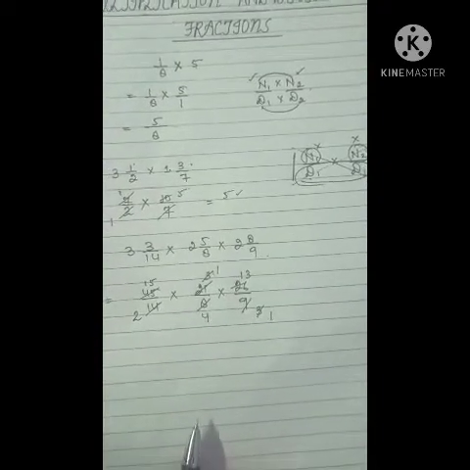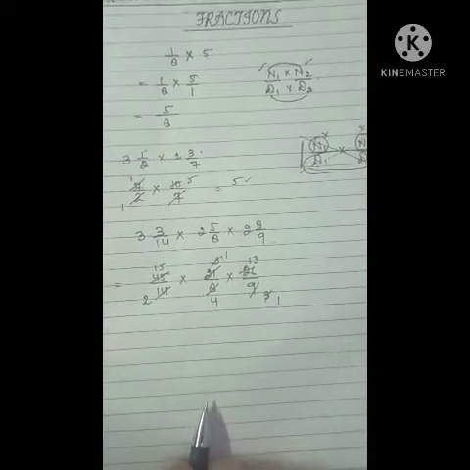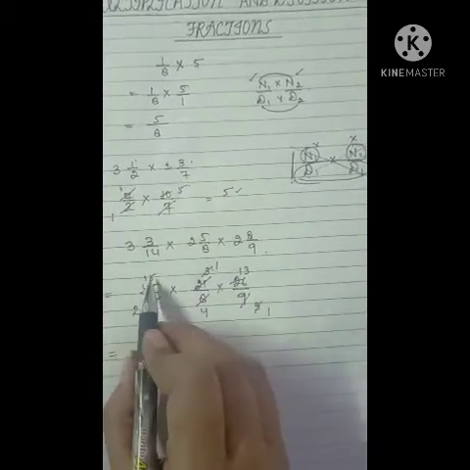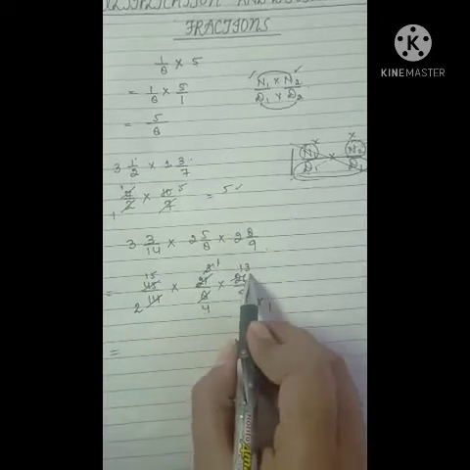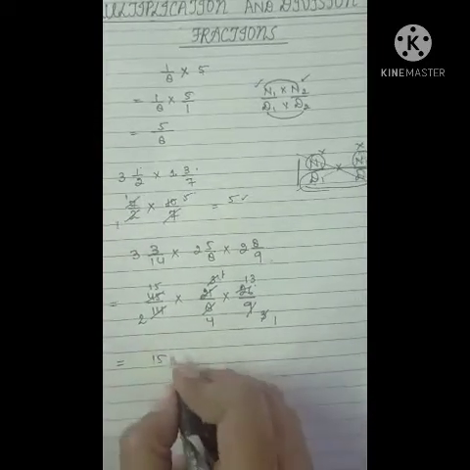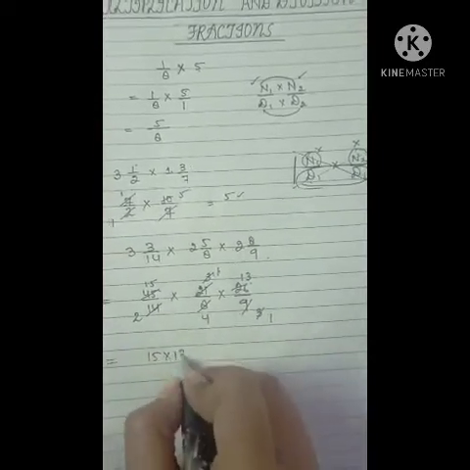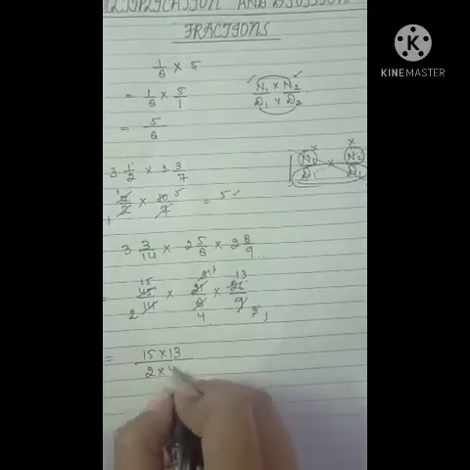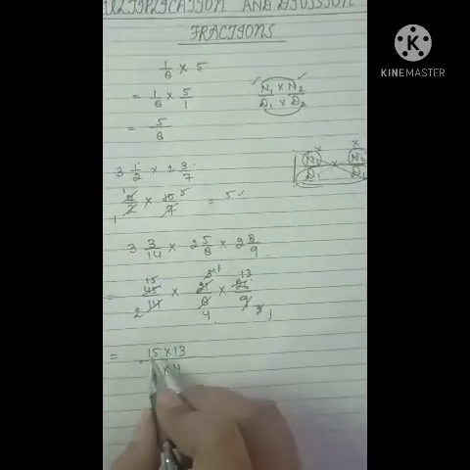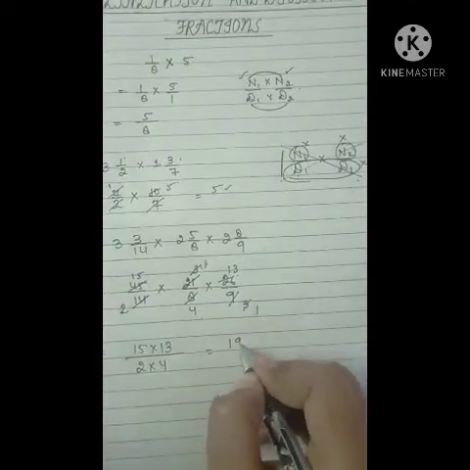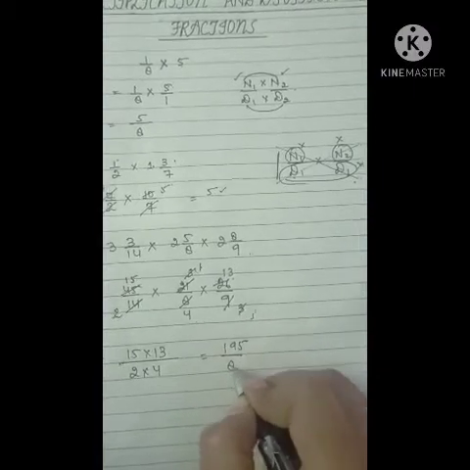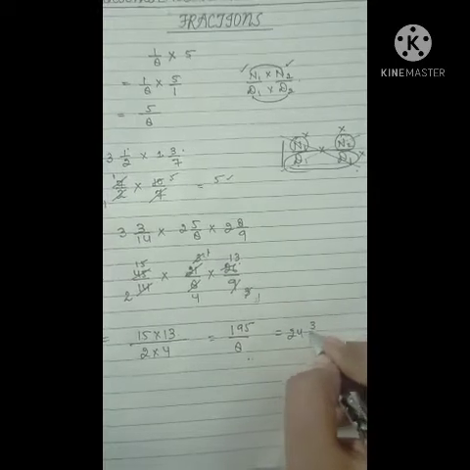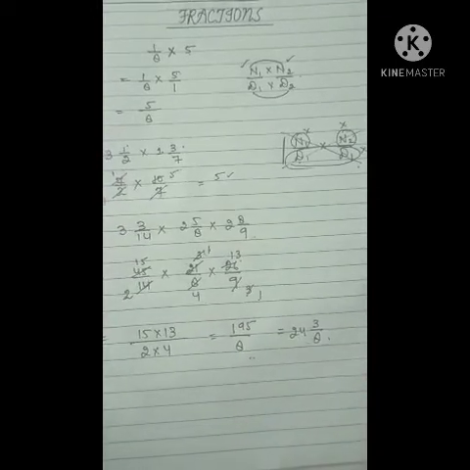Now we have nothing to reduce, so we simply multiply. We multiply the numerators. That means 15 multiplied by 1 multiplied by 13. So 15 multiplied by 1 you will get 15 multiplied by 13, and here you will multiply the denominators, that is 2 multiplied by 4. So when you multiply 15 and 13, you will get 195, and here you will get 8. So when you convert this into a mixed fraction, you will get 24 whole number 3 by 8. Is it clear?